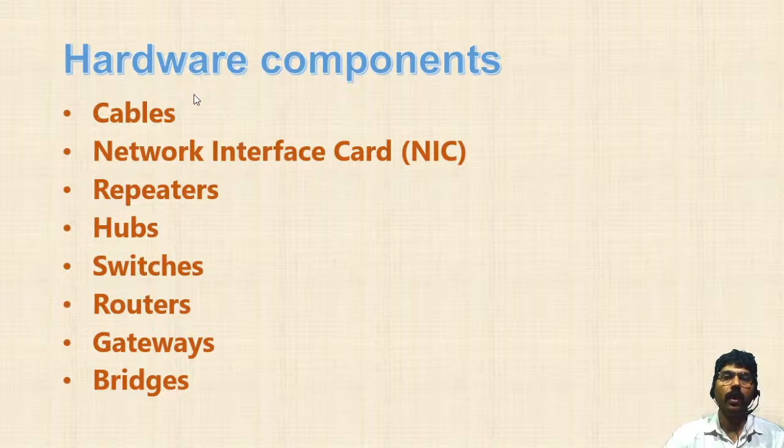Next one is called hardware components. Some of the hardware components used in computer networks are cables, network interface card, which is also called NIC, repeater, hub, switches, routers, gateways and bridges.